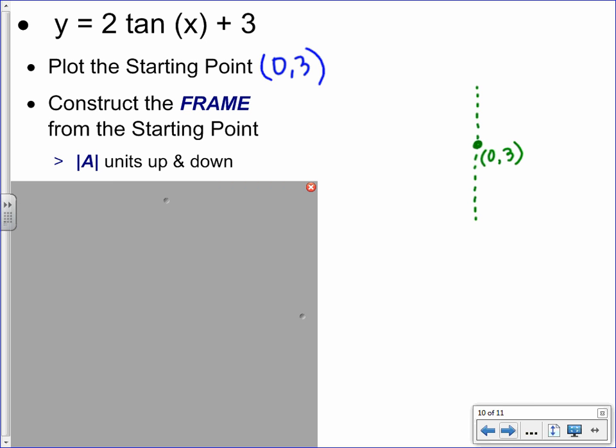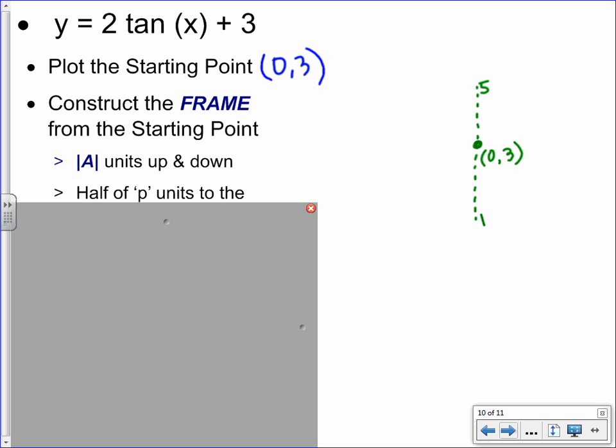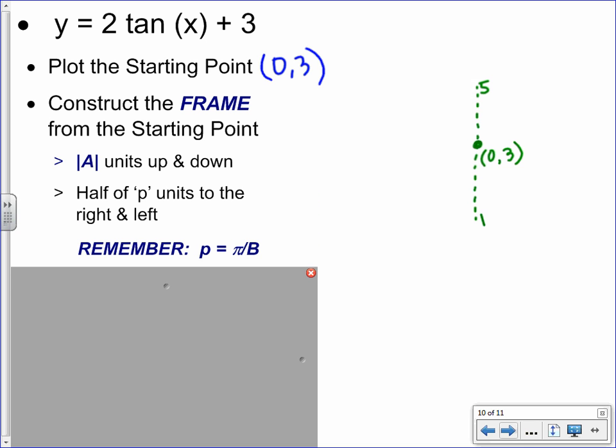So we're up to positive 5 and down to positive 1. Now we need to identify the period. How do we identify the period for tangents? Pi over B. And what is B in this case? Okay, B is 1. So if we say pi over B, then our period equals pi.